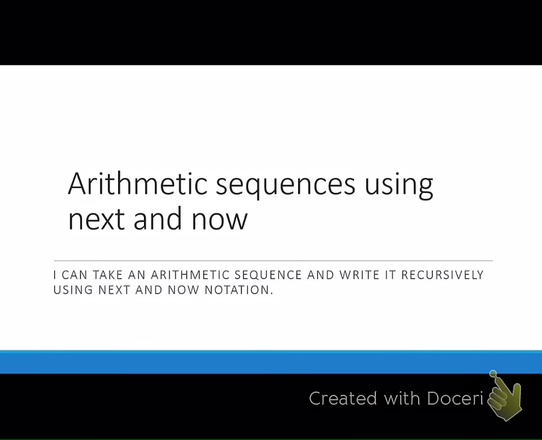So today you're going to learn about arithmetic sequences using next-now. I can take an arithmetic sequence and write it recursively using next-now notation. The reason we do this with you guys is because the EOC uses a lot of next-now. For those of you that might have taken Algebra 1 last year, maybe this next-now stuff is going to seem familiar to you.